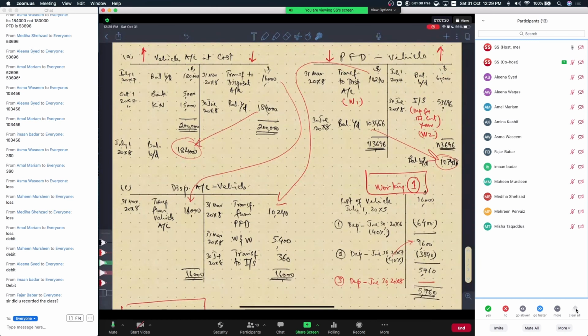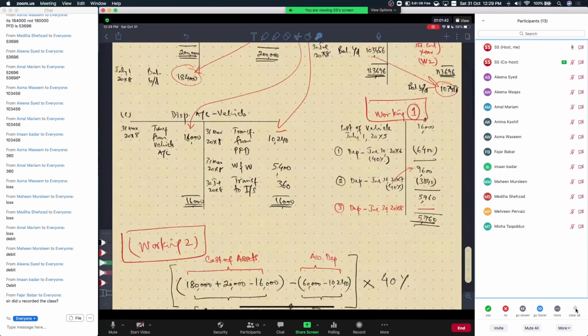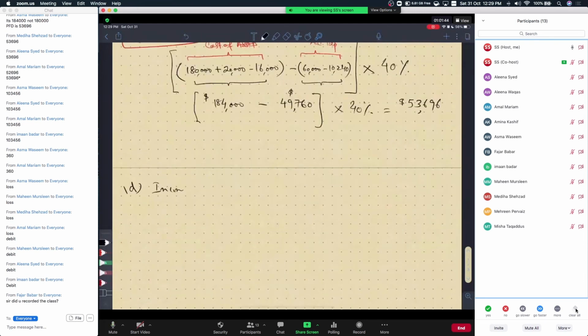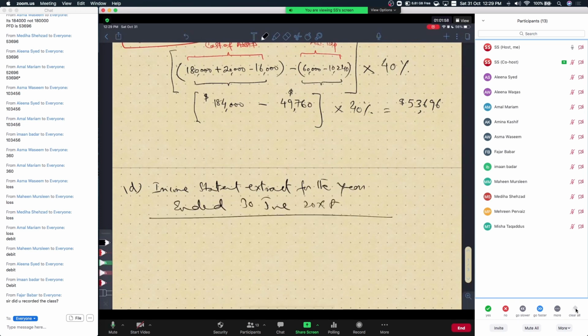So the income statement charges are straightforward. We can detect two income statement charges, one here, the other one here. And both of them are representing your expenses. So we are going to show them here just like that. So we write income statement extract for the year ended 30th of June 20x8, right? That's our income statement date.